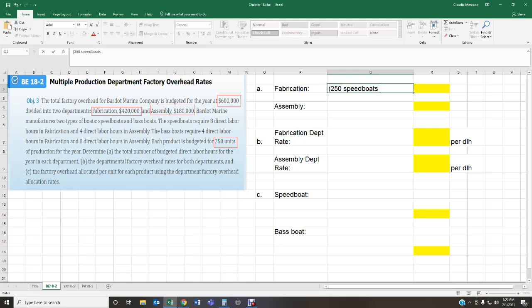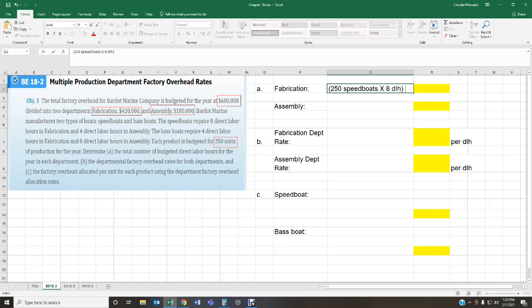And for the fabrication, let's look at how many hours it takes me to fabricate a speedboat. It says the speedboat requires 8 direct labor hours in fabrication. So we have 8 direct labor hours.